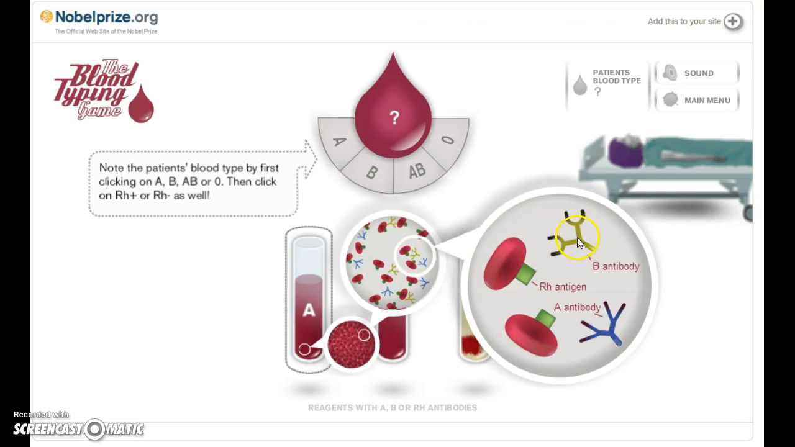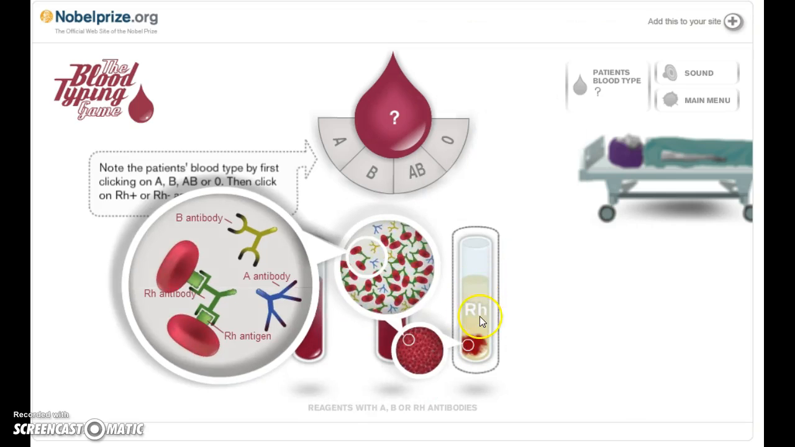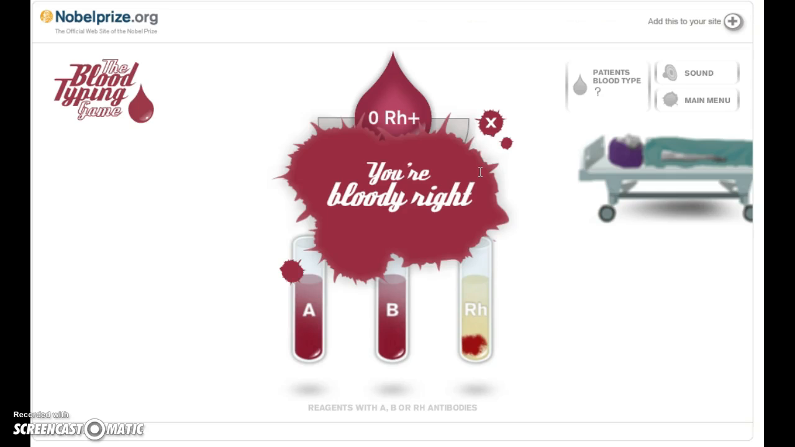Because it's an Rh antigen, it didn't stick with the B antibody or the A. But when we come over to this Rh test tube, hey, look at what happened. The Rh antibody that was in this test tube linked up with the Rh antigen that was on the red blood cell, and that's when we see agglutination, or this clumping of all of these cells being pulled together and held together by these antibodies.